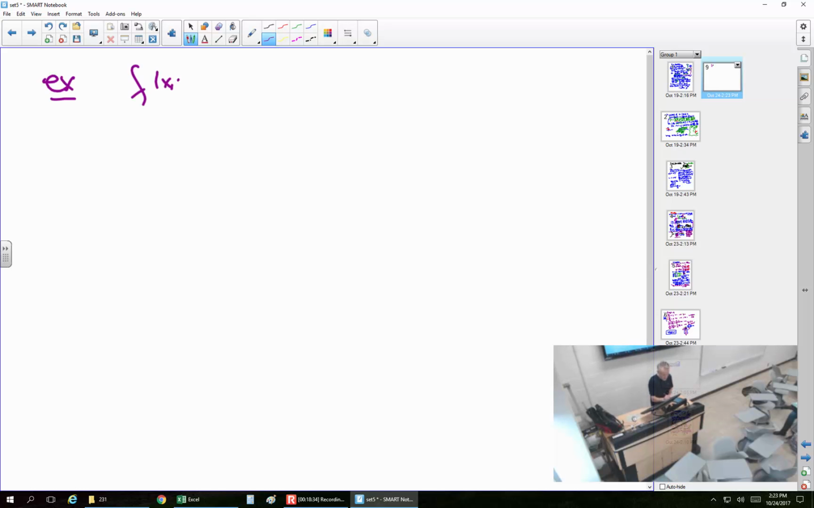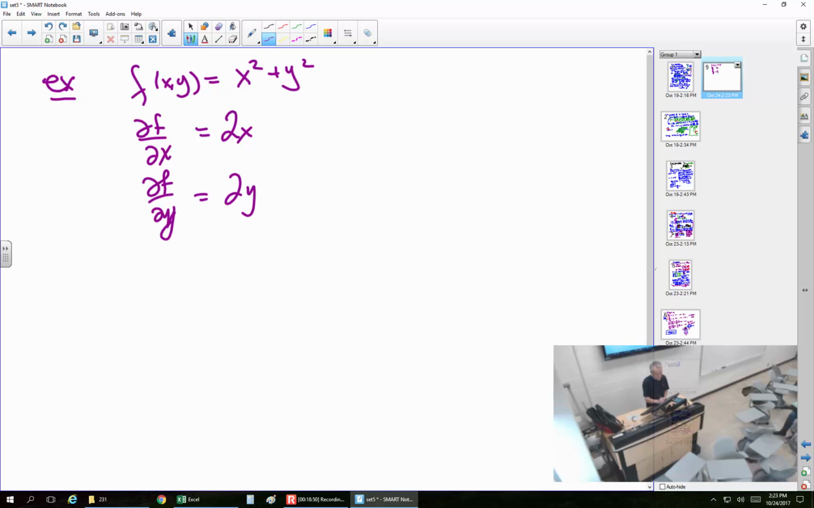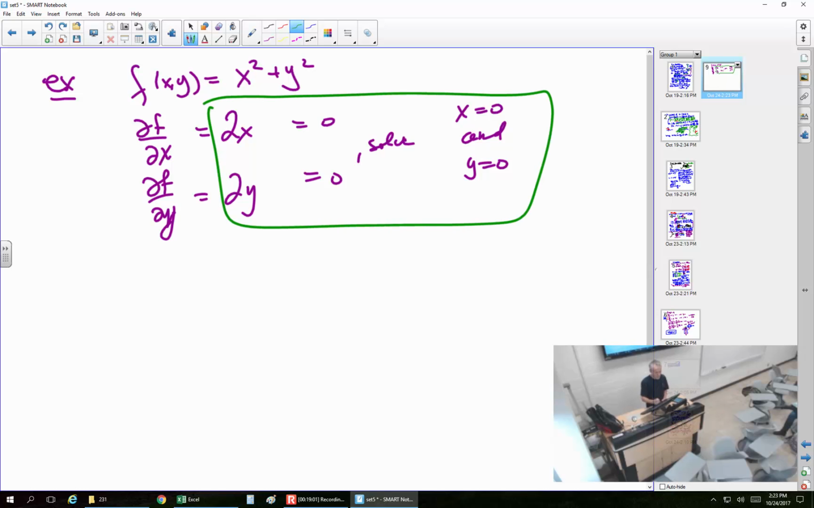So f of x, y is, say, x squared plus y squared. Once again, let's pretend that we don't know what it is, and run through the plan. So the derivative with respect to x is 2x. The derivative with respect to y is 2y. Set them equal to 0 and solve: x equals 0 and y equals 0. So careful about that. Both of the conditions have to be satisfied, and that's how you produce a point.